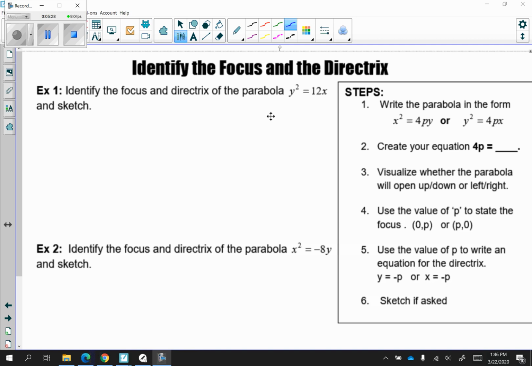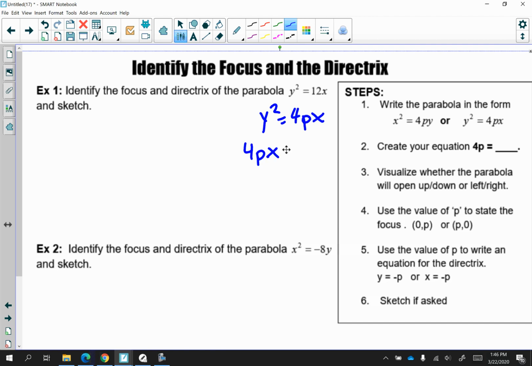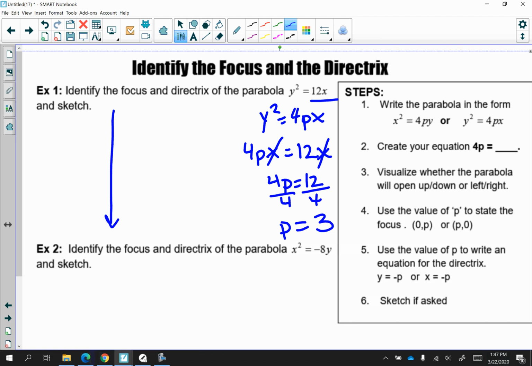So remember, we have the form y squared is equal to 4px. So 4px is going to be equal to 12x. Get rid of the x's because they're on both sides of the equation. 4p is equal to 12, divide by 4, divide by 4, p is equal to 3. So when I start to draw, I have a positive p-value, and it's y squared, so I know it's going to open right.